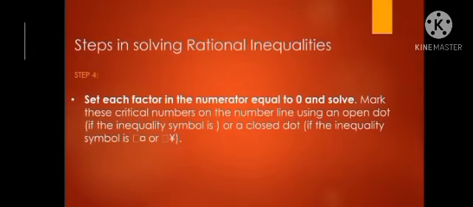Step 4. Set each factor in the numerator equal to 0 and solve. Mark these critical numbers on the number line using an open dot if the inequality symbol is exclusive, or a closed dot if the inequality symbol is inclusive.